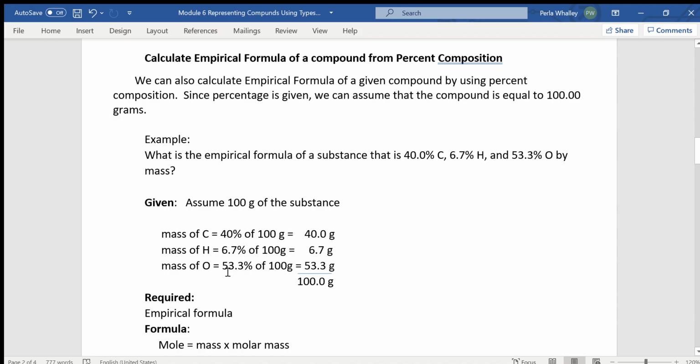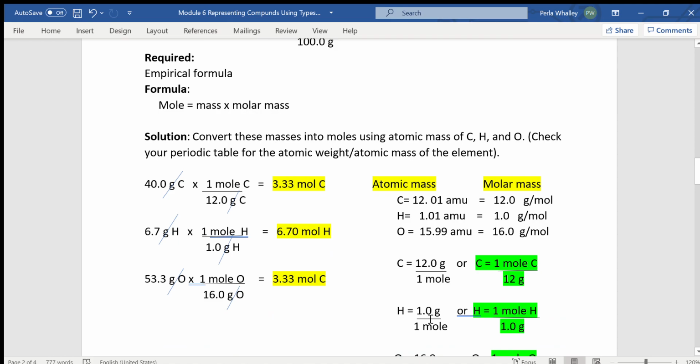Mass of oxygen is 53.3% divided by 100, it becomes 0.533 times 100 is equal to 53.3 grams. Add this all, it will become 100 grams. Okay, then what is required? What is the empirical formula? The formula that we will use here, class, is the mole. Mole is equal to the mass divided by the molar mass.